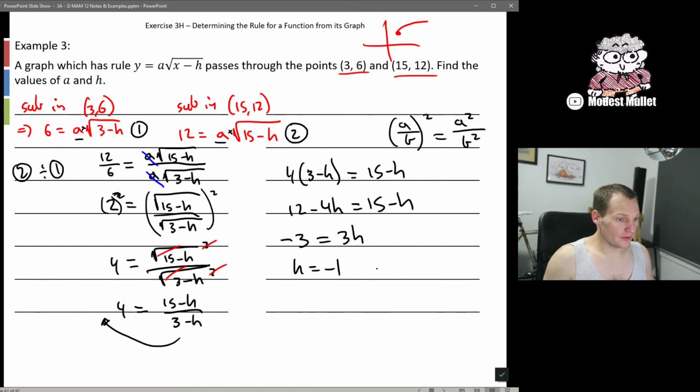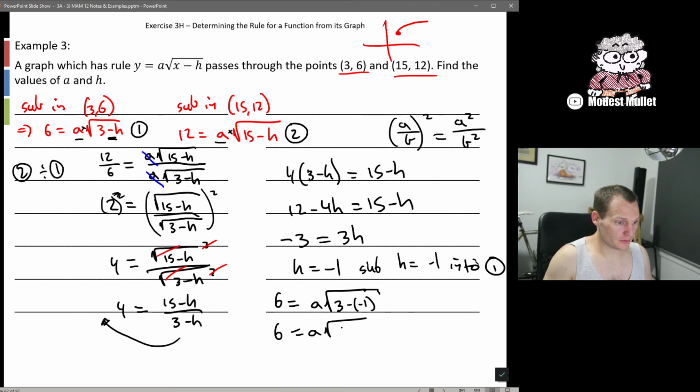Right. I'm going to then sub that back in. Sub h equals negative 1 into, let's pick equation 2 again. Actually no, let's go equation 1. So we get 6 is equal to a square root 3 minus negative 1. Careful with the signs, there was a subtraction up there. So we get 6 is equal to a square root 4, so 6 is equal to 2a. A is equal to 3.